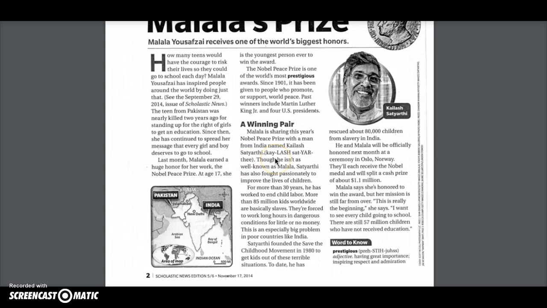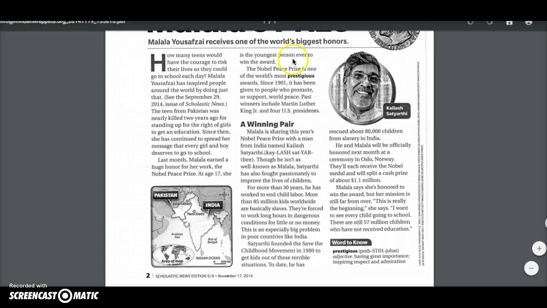I have another piece of information here that tells me about the other man who won the Nobel Peace Prize. It says, for more than 30 years, he has worked to end child labor. More than 85 million kids worldwide are basically slaves. They're forced to work long hours in dangerous conditions for little or no money. And then down here it tells me that he founded the Save the Children movement in 1980 to get kids out of these terrible situations. That's describing what he has done, and that's the evidence I would give.